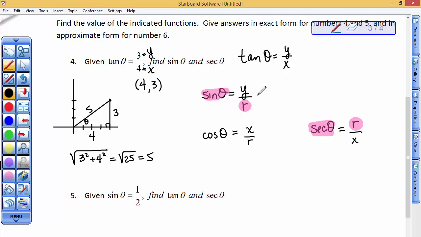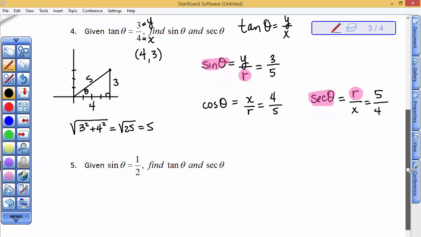So sine of theta is the y value divided by the hypotenuse, the r value. So y is 3 over that 5. And secant is the r value, which is the 5, divided by x, which is the 4. Again, if I wanted to, I could come here and write cosine is 4 divided by 5, because that's x over r. But I just wanted two things.